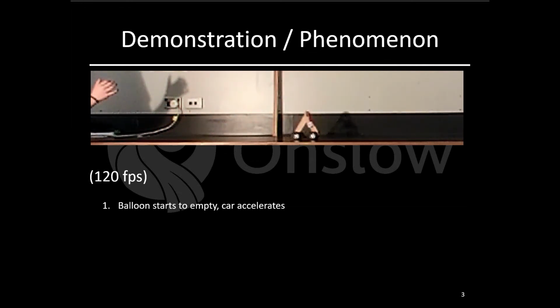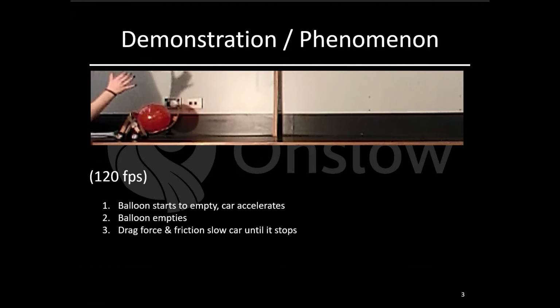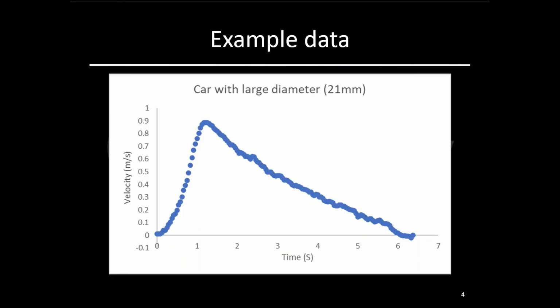The balloon starts to empty and the car accelerates. The balloon empties, and from there the drag force and the friction slow the car down until it stops. Here we have an example graph which shows the acceleration, and then we have a peak which is where the balloon runs out of air, and from there it decelerates.